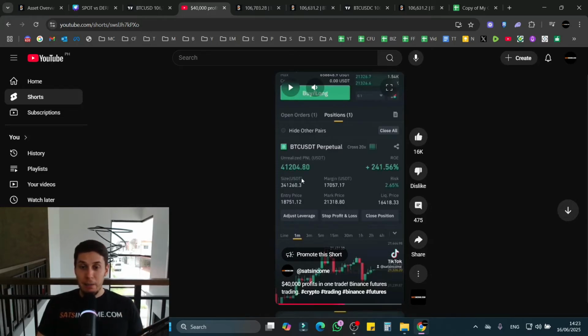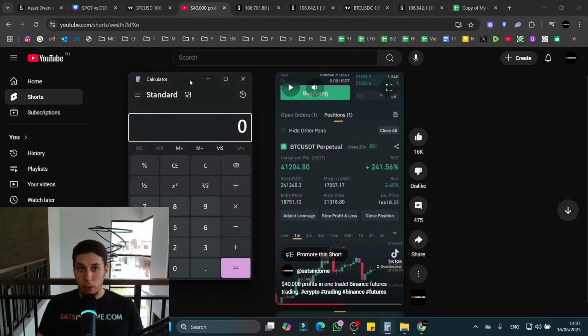This is basically the difference between trading with leverage and trading without leverage. If I'm trading without leverage, the maximum amount of money that I can put in this trade is this amount that I have right here, $17,000. Since I took this trade with leverage, I actually put $341,000 in this trade. But again, out of this $341,000, only $17,000 are from my own money. The rest of this is basically money that I borrowed from the exchange.